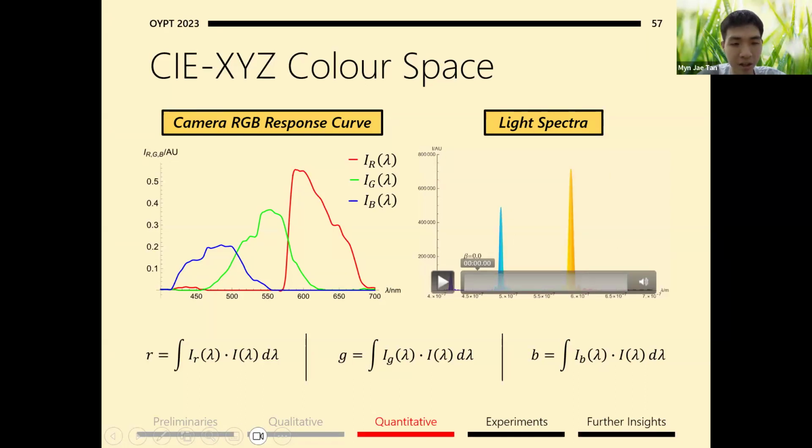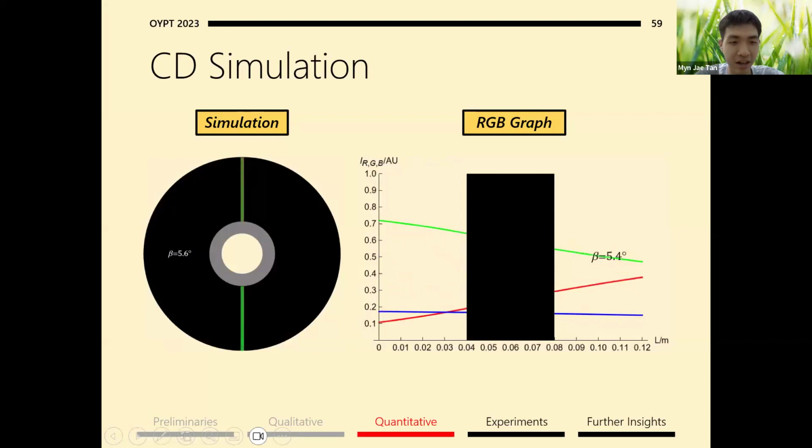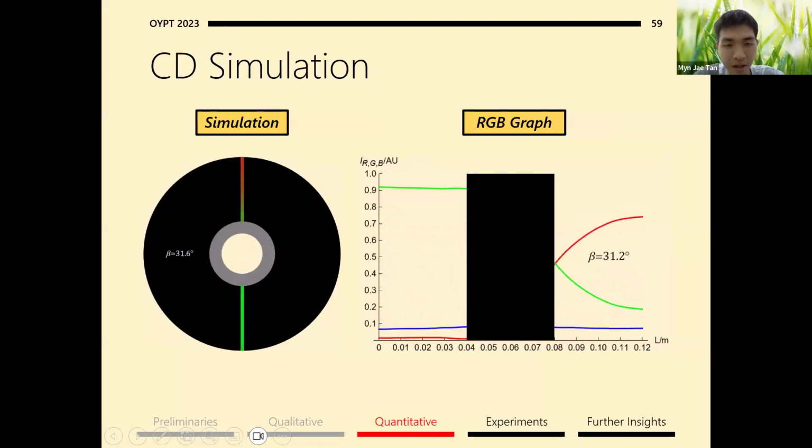What I did was to multiply with the respective RGB curve of the response curve, and after that we take the area under the product of the function. Then I normalized the RGB values because it is quite intensive to get the actual intensity, so I got the normalized intensity, which is given by this equation as shown. For the simulation, using this model we can predict the color as we change the third angle.